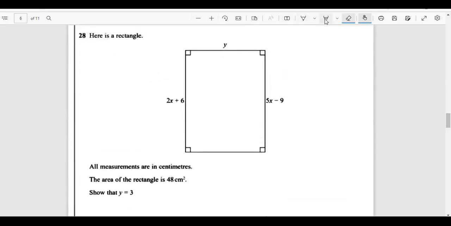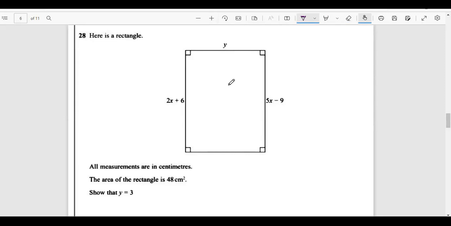Now it says, here is a rectangle. All the measurements are in centimeters. The area of the rectangle is 40 centimeters square. Show that y is equal to 3. You need to find the value of y. And what do we know? We know that this is a rectangle. So how do we show y? Please try doing it.